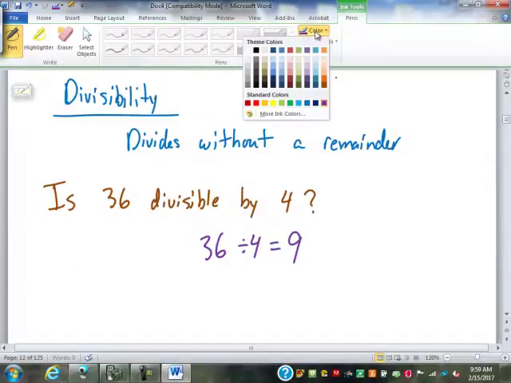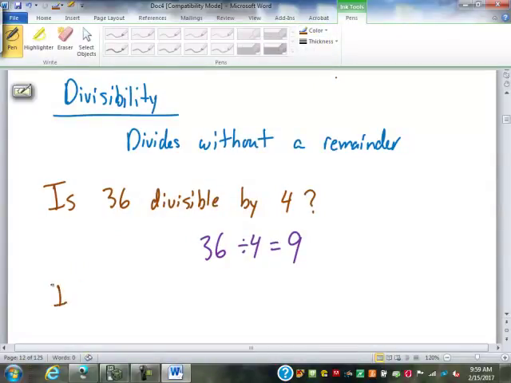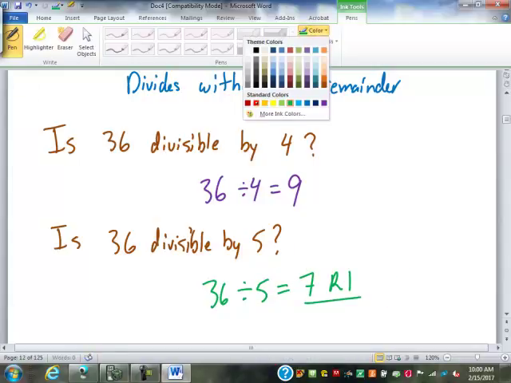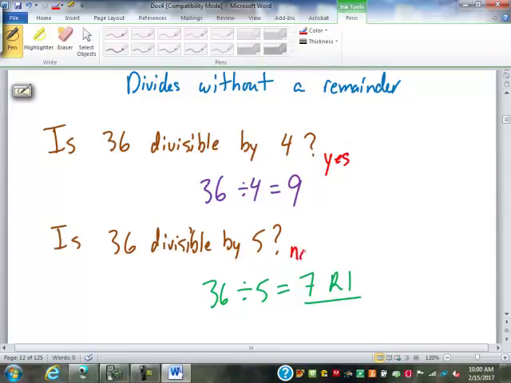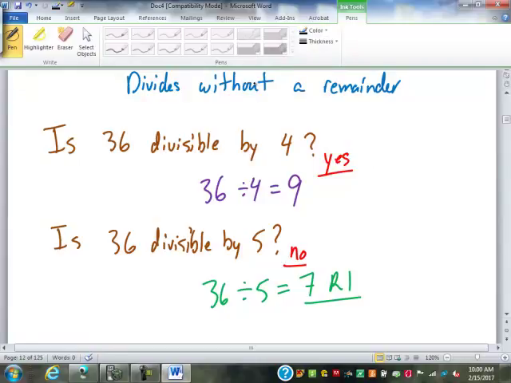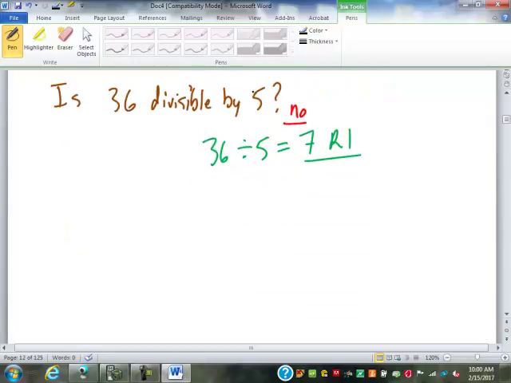But if I were to ask, is 36 divisible by 5? Well, if I divide 36 by 5, your calculator gives you 7.2, or 7 with a remainder of 1. That is not divisible. So this is yes, this is no. To tell if a number is divisible by another number, there are some shortcuts, some divisibility rules.